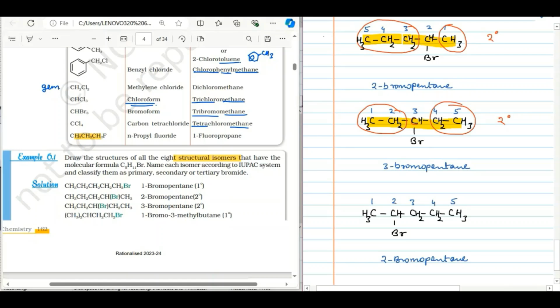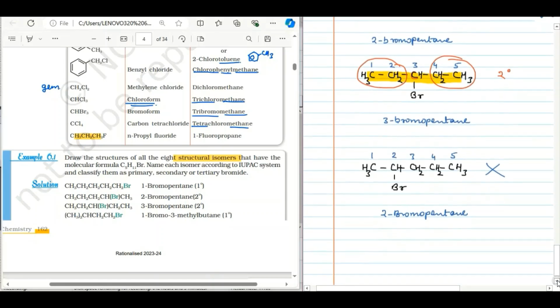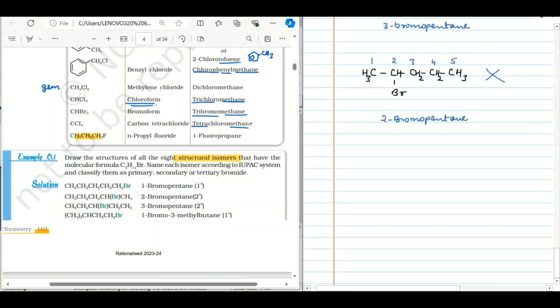So this structure and the earlier structure are both identical. So this cannot be considered a structural isomer. So you have to change the molecule. By just changing the position of Br, we are getting the same molecule. So this time you have to change the structure of the chain.